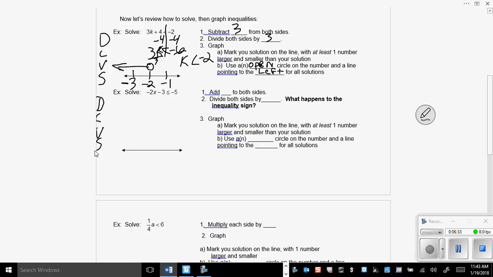To do that, we're going to go ahead and add 3 to each side. Right? So I'm going to draw a little line here. When we add 3 to each side, we see that these cancel out, and we're left with -2. And we have -2x is less than or equal to -2. So now we have to divide each side by -2.